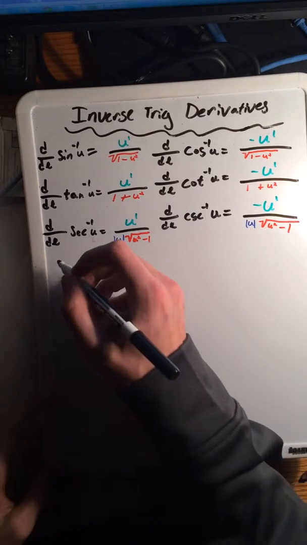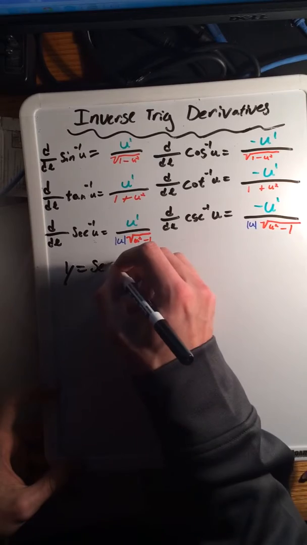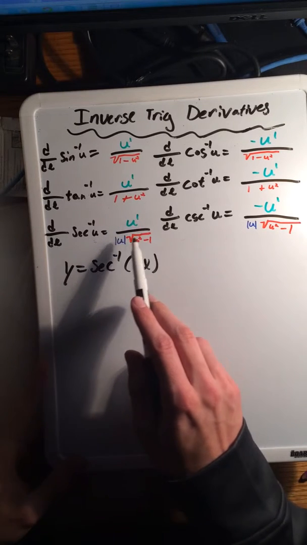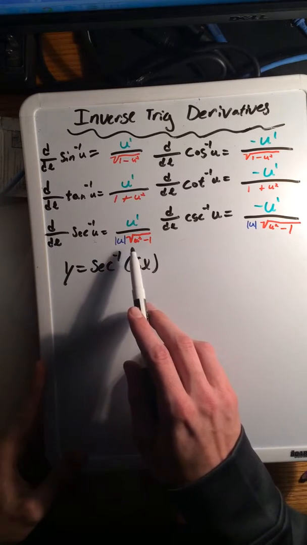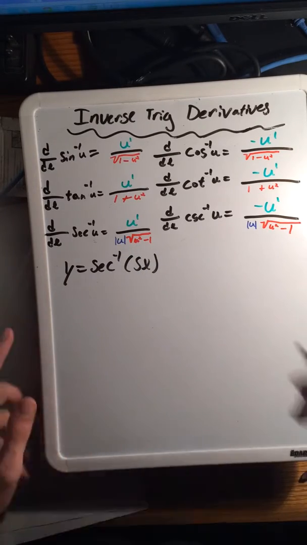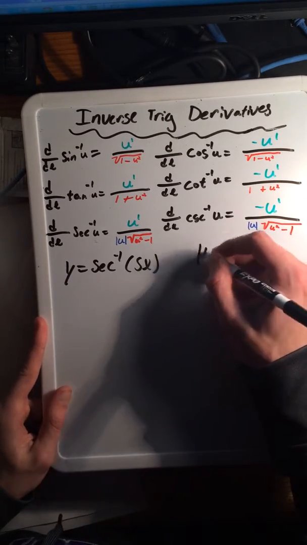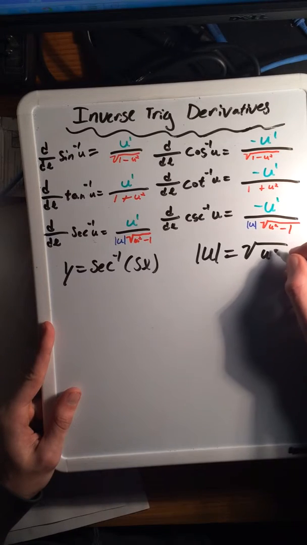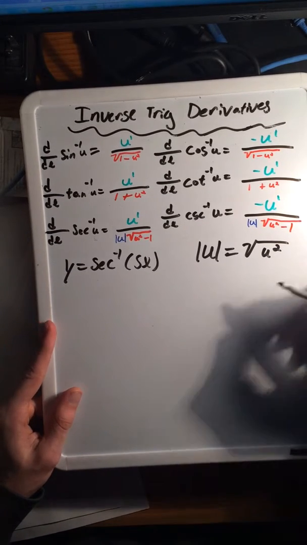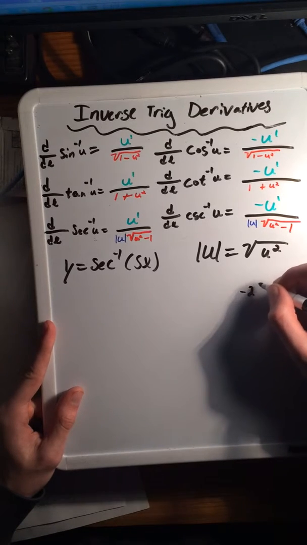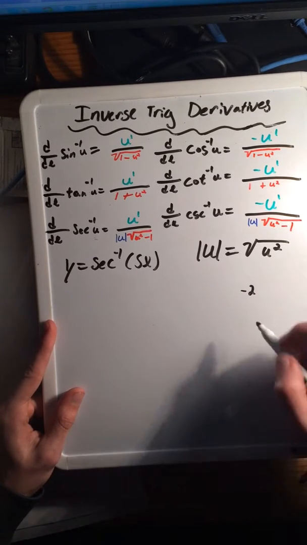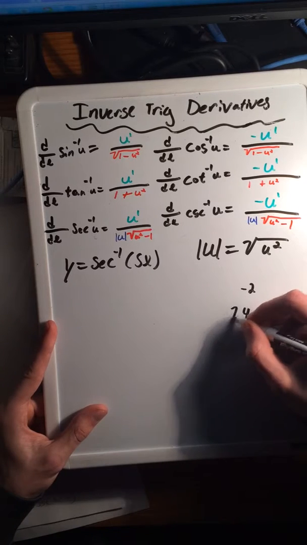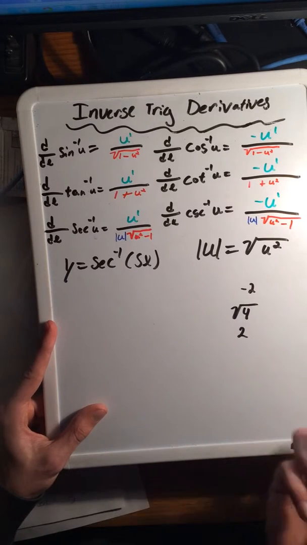Okay, so for arcsecant, use the formula u prime over the absolute value of u times the square root of u squared minus 1. Just for a little background knowledge, the absolute value is equal to the square root of something squared. Say it was -2. If you squared that, it would be 4. Then if you took the square root of 4, it would be 2. So that's how you find the absolute value.